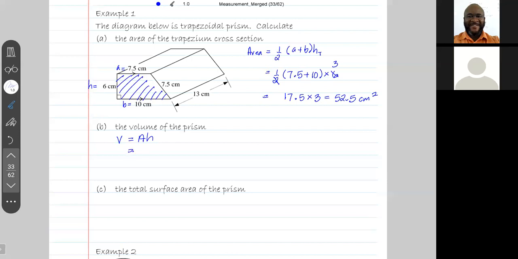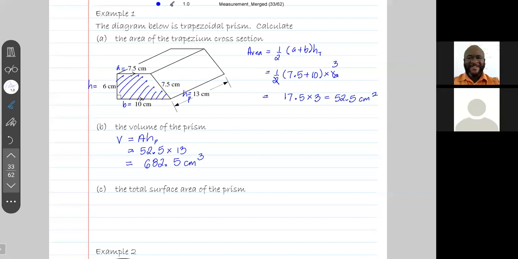A in the formula stands for the area of the uniform cross section, which we just calculated to be 52.5. So this is 52.5 times the height of the prism, and the height of the prism is here, and it is 13. So this is times 13. So 52.5 times 13, the volume of this prism is 682.5, and this is centimeters cube.